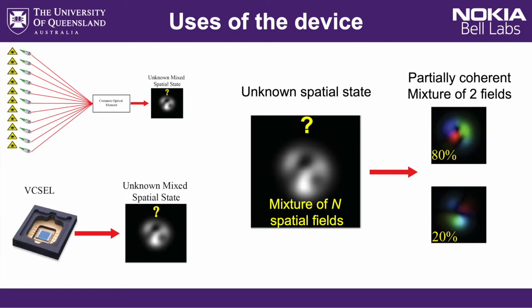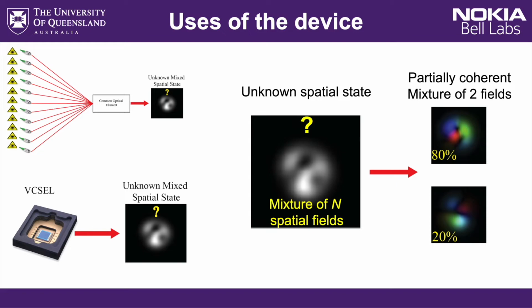But the most obvious and I suppose most general role is as a single shot wavefront and coherence sensor, where, for example, some unknown spatial state of light that could be made up of a mixture of, say, n spatial fields can be measured and its phase, amplitude, and coherence can be determined. It is this use case that the rest of the presentation will be contextualized in.